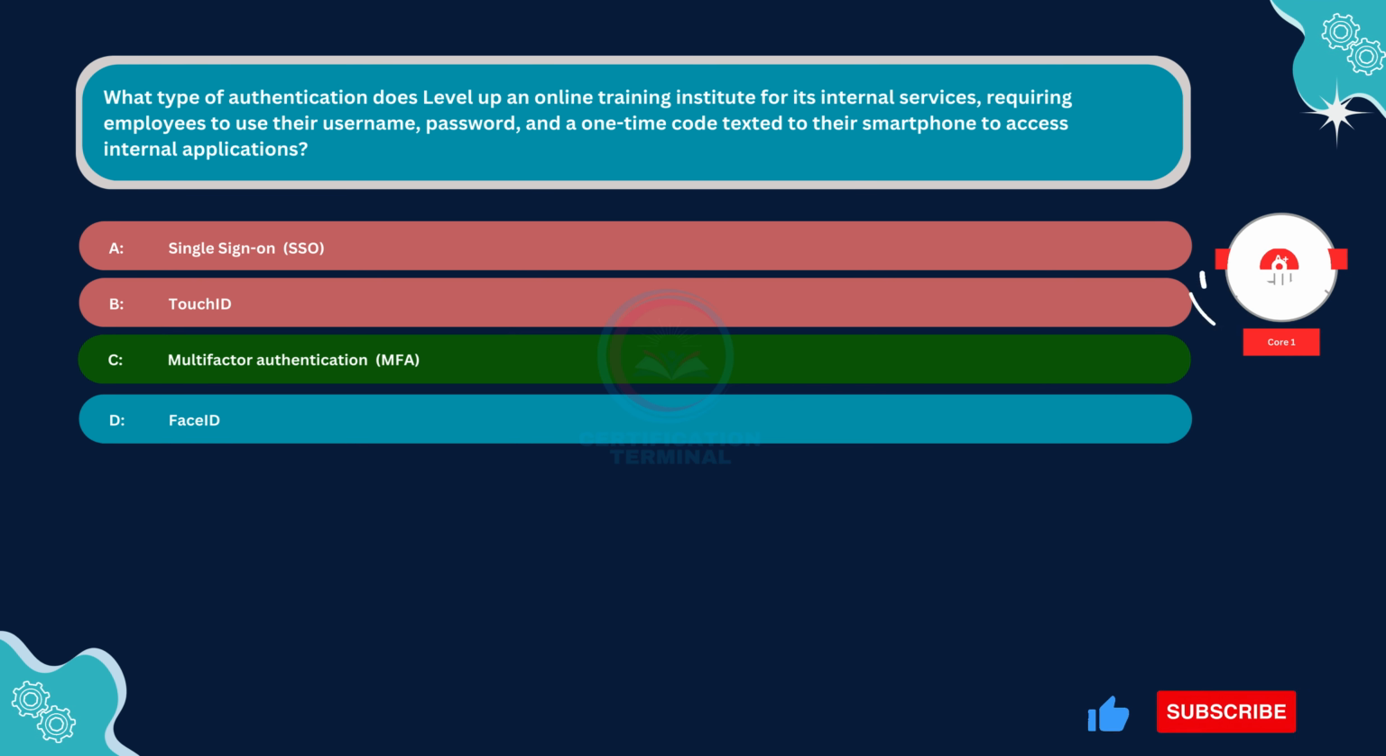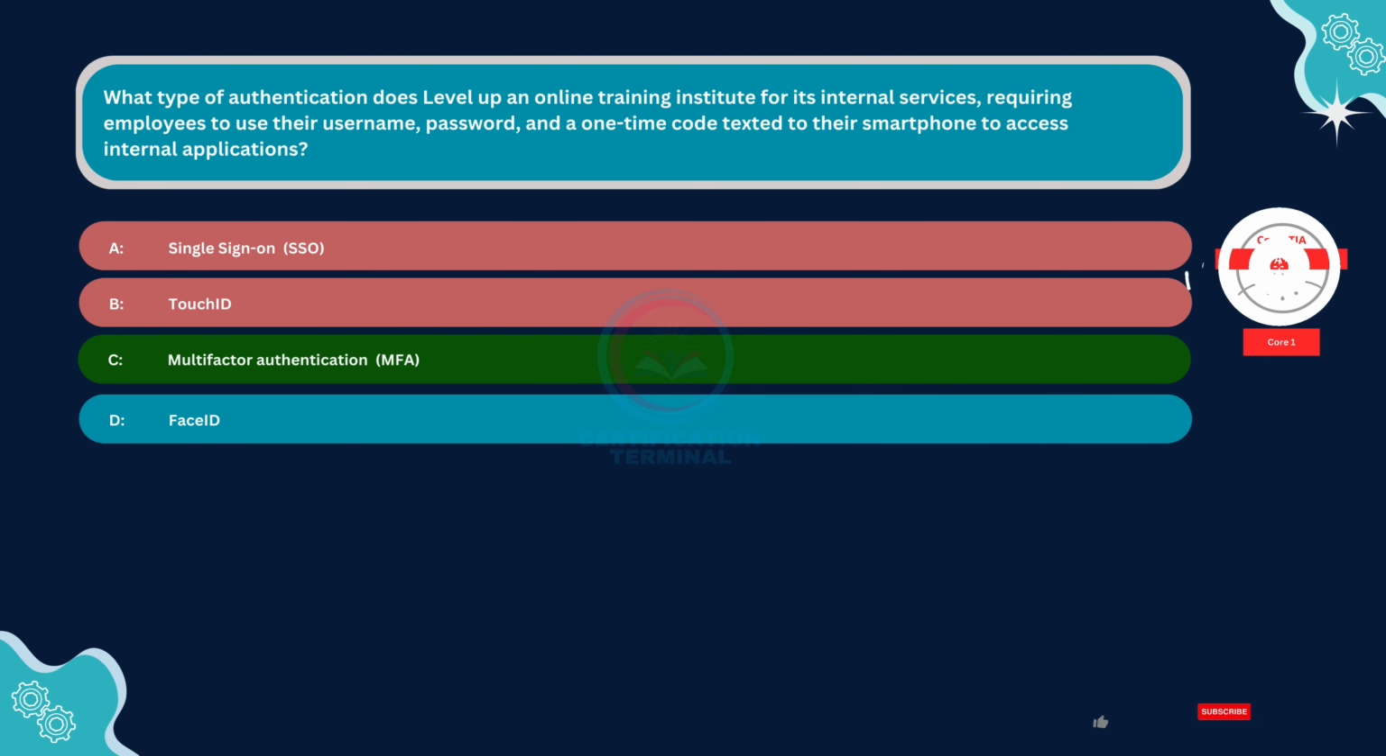Option B, Touch ID, is incorrect. Touch ID is a biometric authentication method commonly used on Apple devices, allowing users to unlock their devices or authenticate certain actions using their fingerprint. However, the scenario describes the use of a one-time code texted to employees' smartphones for additional authentication, which is not related to Touch ID. While Touch ID is a valid authentication method, it does not match the description provided in this scenario.